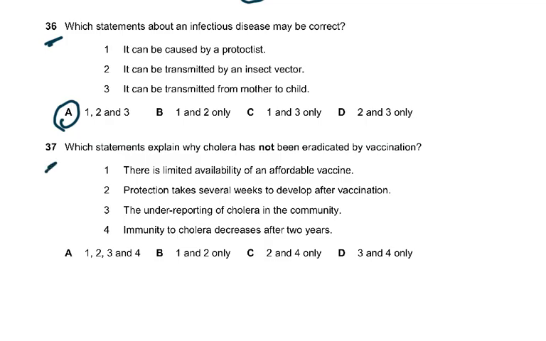37. Which statement explains why cholera has not been eradicated by vaccination? There is limited availability of an affordable vaccine. Protection takes several weeks to develop after vaccination. The underreporting of cholera in the community and immunity to cholera decreases after 2 years. So all of these are correct. So that is why the answer is A.